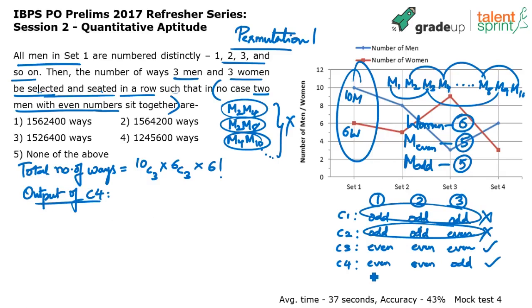What happens? I want 2 even men. In this case, we want 2 even men and 1 odd man. And of course 3 women. Now in how many ways can you do the selection in the first place? In how many ways can you select? See, I want 2 even men. Total how many even men? 5 even men. Right? So 5C2. And 1 odd man, 5C1. You're able to follow? 5C2 into 5C1 into 6C3. Not plus, into. Sorry.